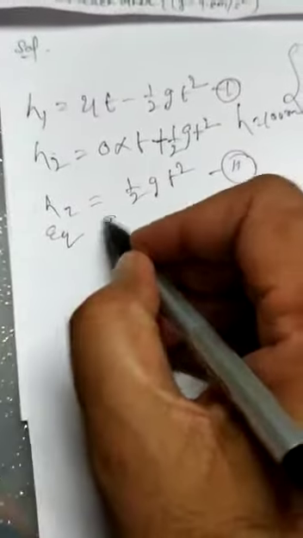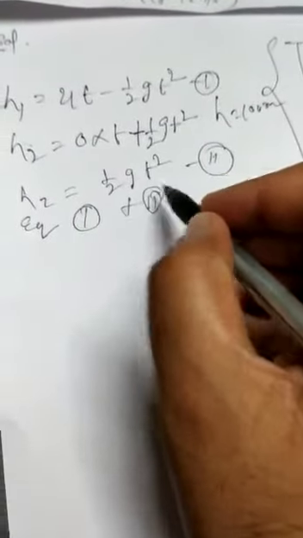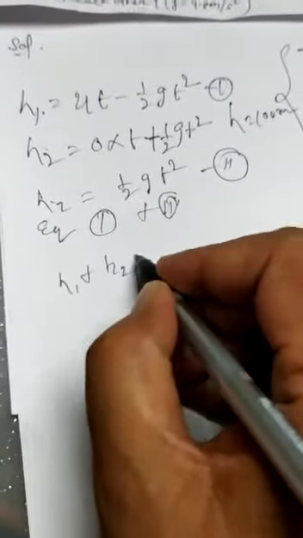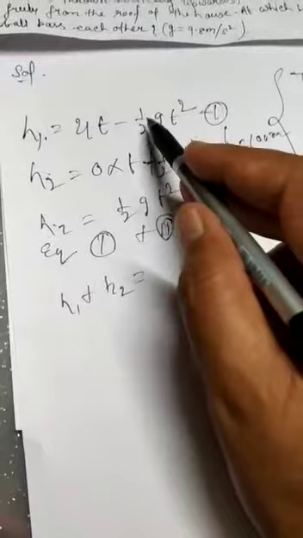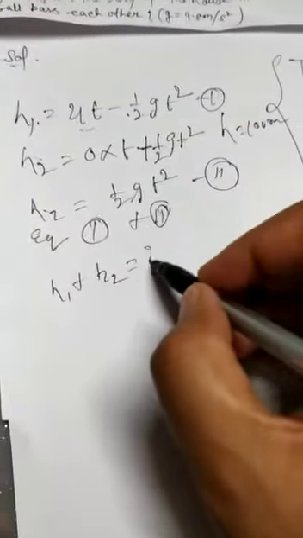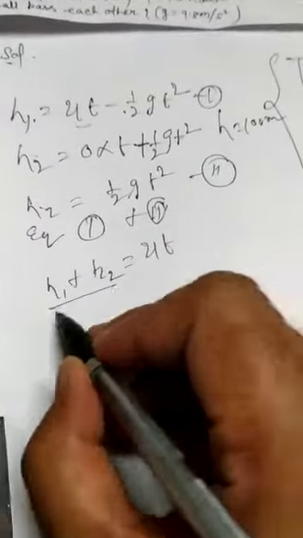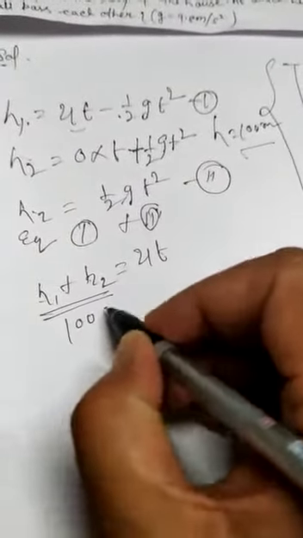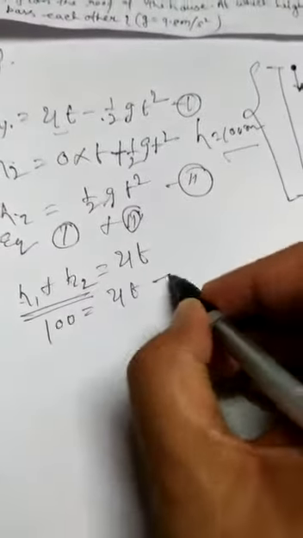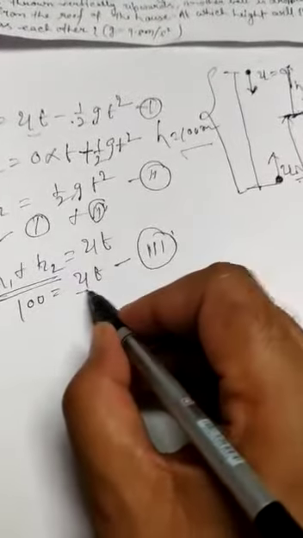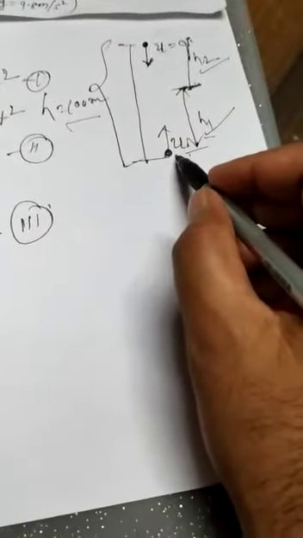Now adding the first and second equations, h1 plus h2 on the left-hand side, and on the right-hand side, minus half gt squared and plus half gt squared cancel, so only ut is left. So h1 plus h2 is the total height of the roof of the building, which is given as 100 meters. So in place of h1 plus h2 we write 100, and it equals ut, equation three. Now find out the initial velocity of the first ball.